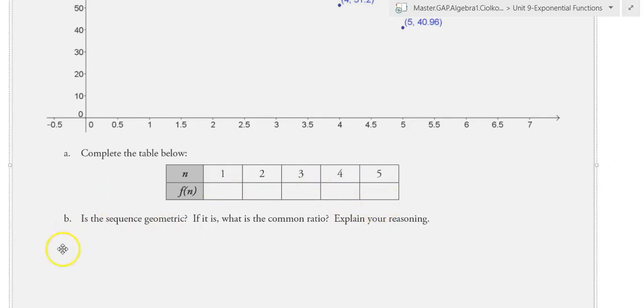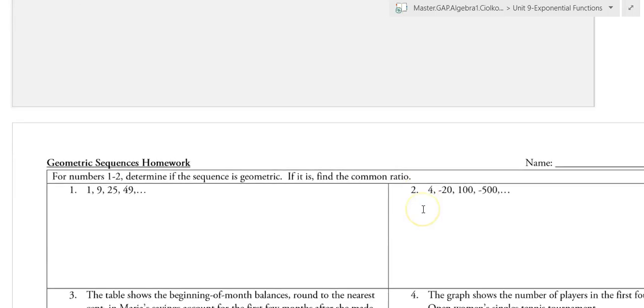Give me a second, guys. My computer's being a bit buggy. Okay, my apologies.